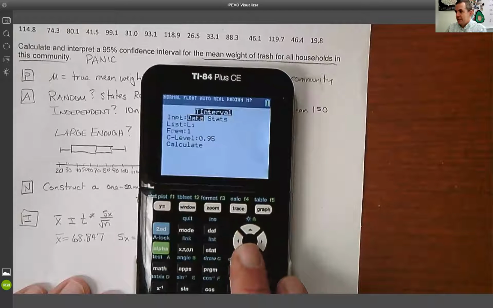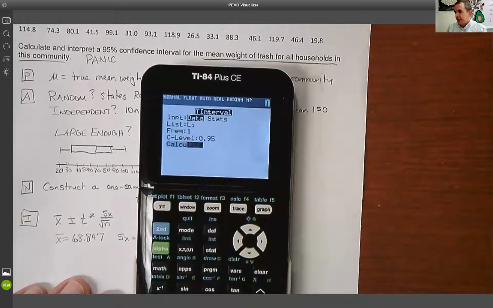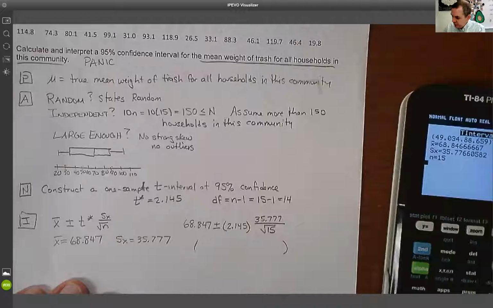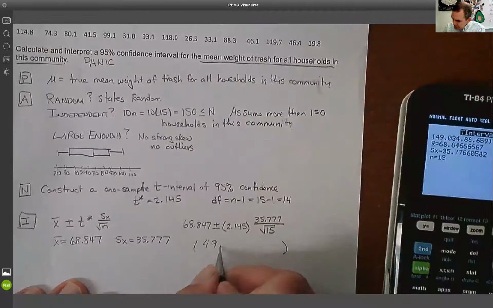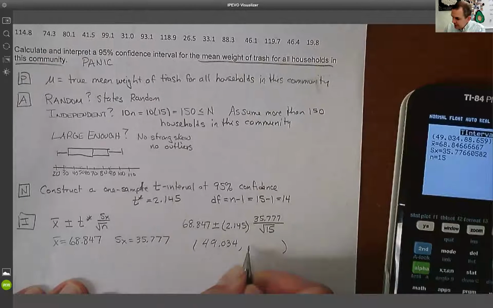I'm going to run it on the data. So L1 is our list. We're going to leave frequency as 1. Our confidence level is 95. We calculate. And it tells me 49.034, comma, 88.659.